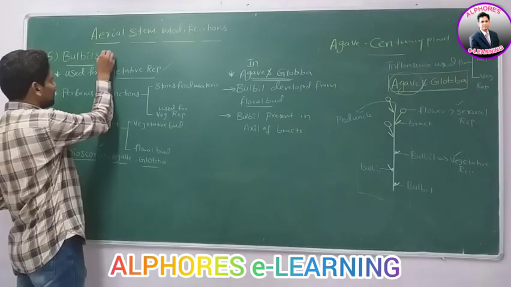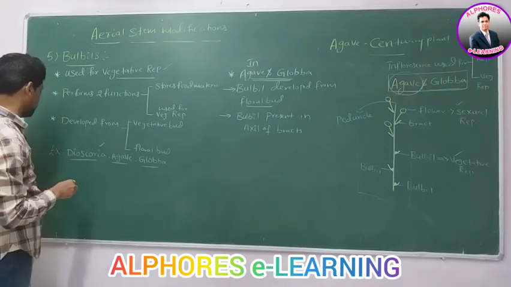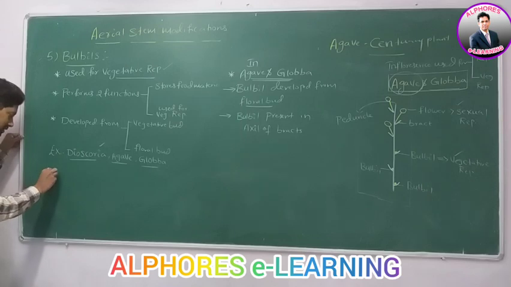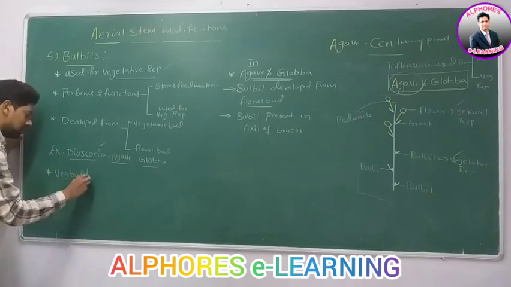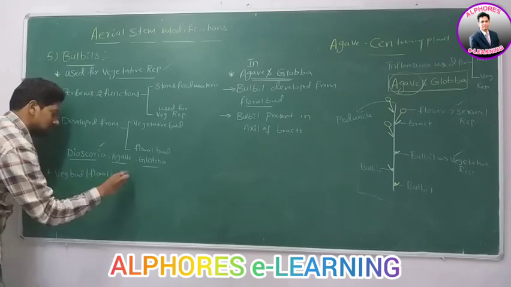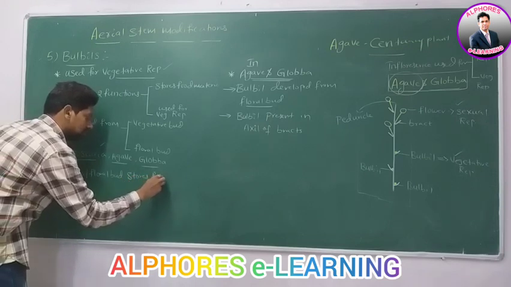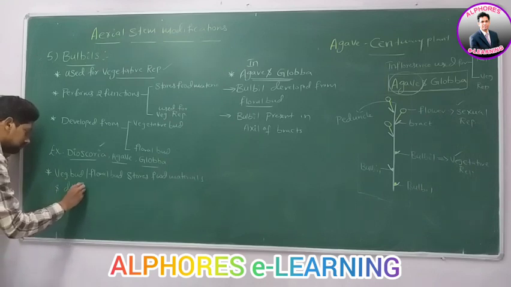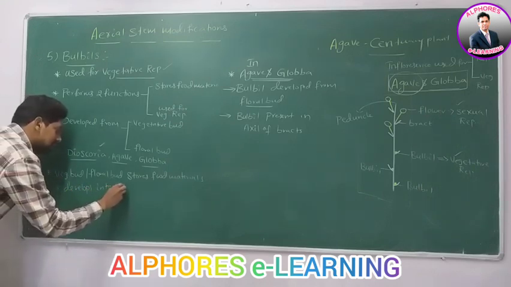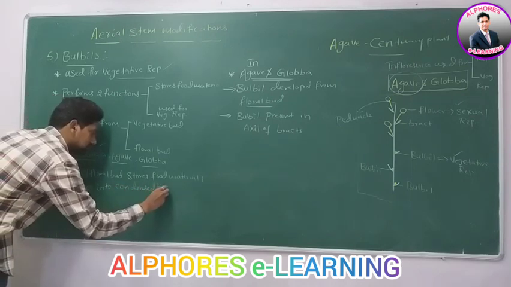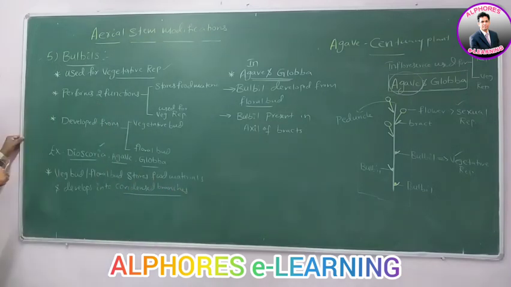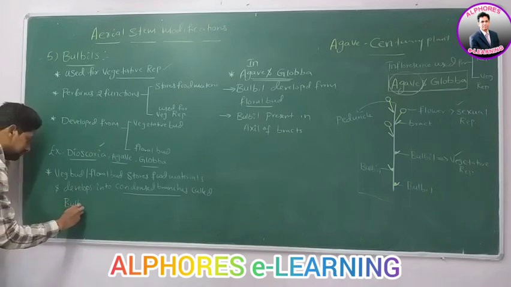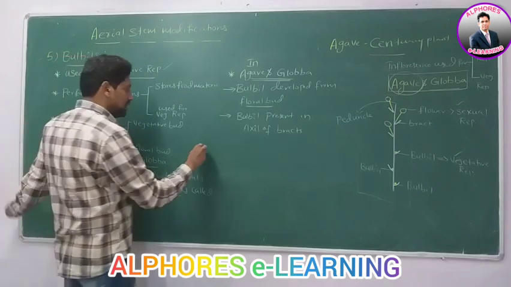Right. Now, concerning bulbils, I am adding two more statements. It is developed either from vegetative bud or floral bud. Yes or no? Right? What do they do? They store food materials and develop into condensed branches. Develops into what? Condensed branches. Is it okay? Sir, what are these condensed branches called? Bulbils. Is it okay?